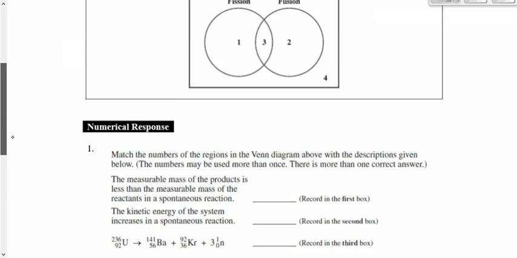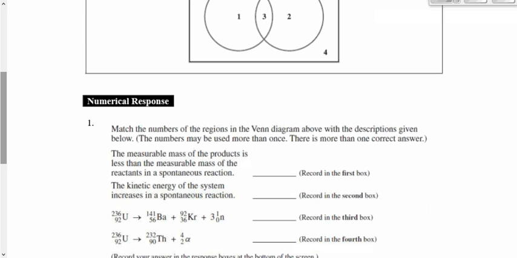So let's match the numbers of the regions in the Venn diagram with the descriptions given below. The measurable mass of the products is less than the measurable mass of the reactants. In other words, we have a mass defect. Is that fission, fusion, both, or neither? That's both, and that's going to be 3.